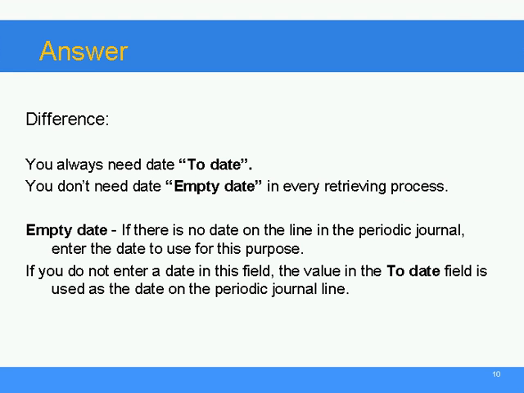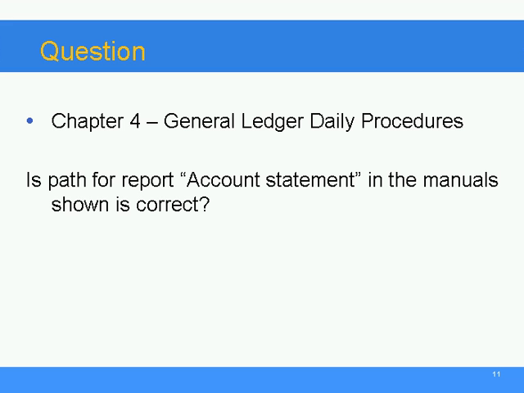So, empty date: if there is no date on the line in the periodic journal, you can enter the date to use for this purpose. If you do not enter a date in this field, the value in the to date field is used as the date on the periodic journal line. So you always need the to date, but the empty date field you need not in every retrieving process. You can leave this field empty.